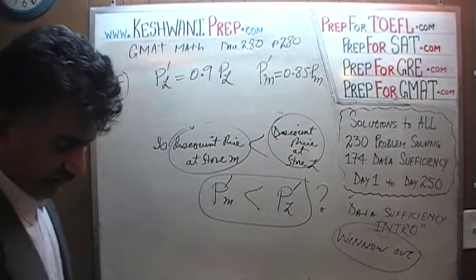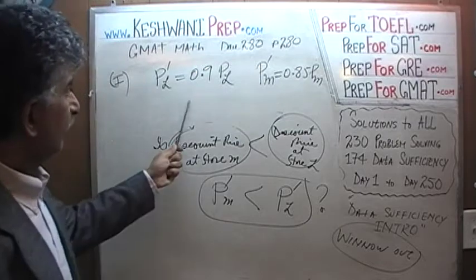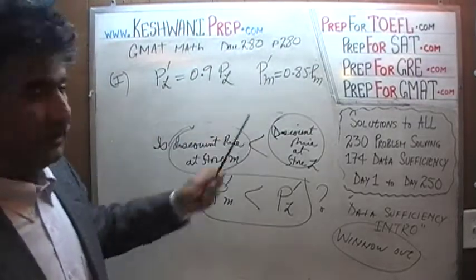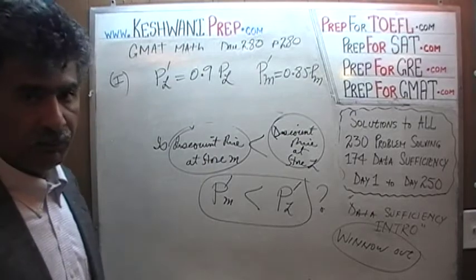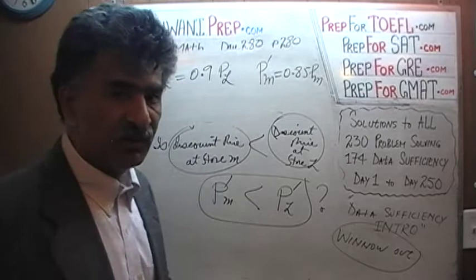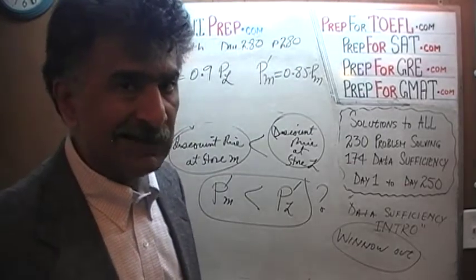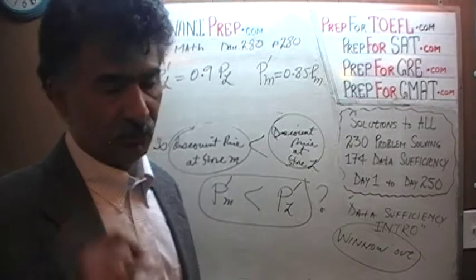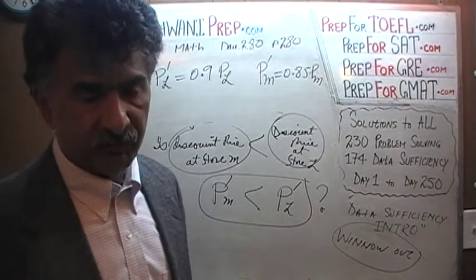The question is, is that enough actually? Is that enough to answer the question that we are looking for? Is the discount price at one store less than the other? It doesn't matter what order it is. The question we simply have to ask ourselves is, is this enough for us to be able to tell if the discount price at one store is less than the discounted price at the other store? The answer of course is no.